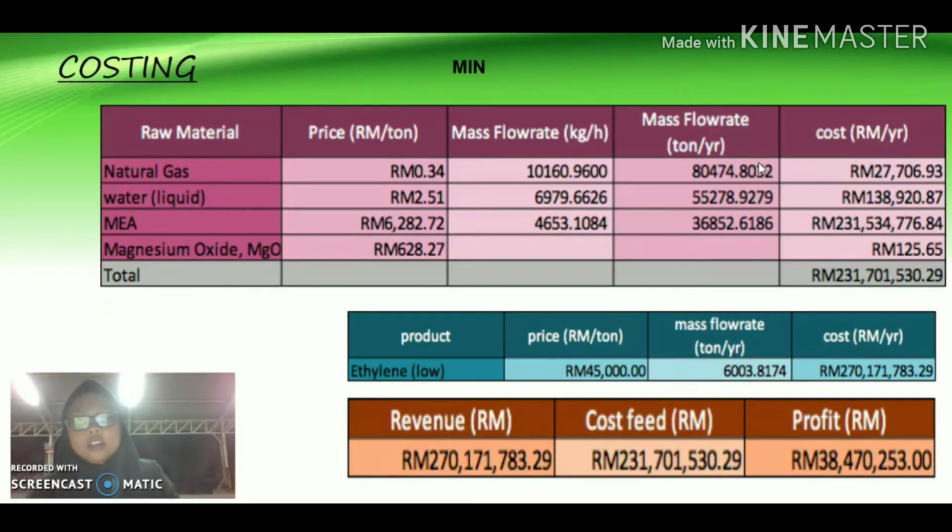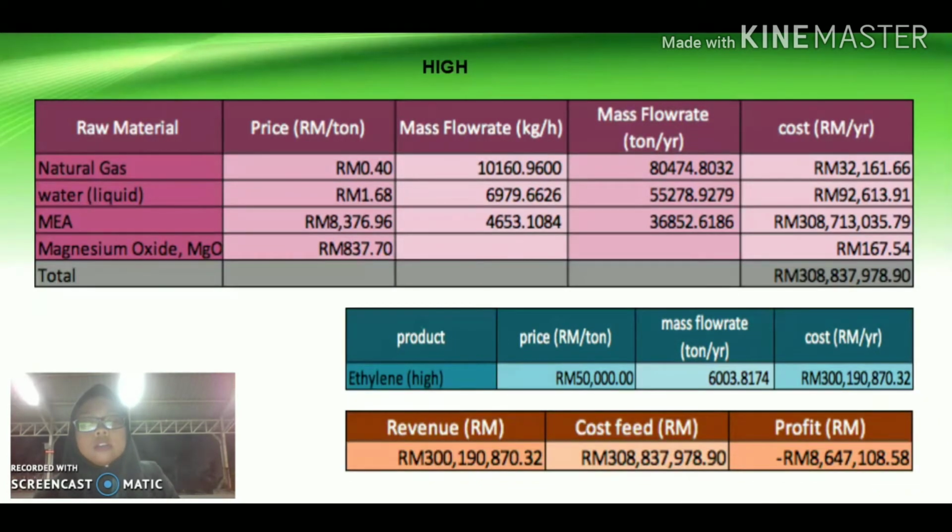Okay, now we proceed to the costing. There are 4 feeds: natural gas, liquid water, MEA and magnesium oxide. The total raw materials cost that we have used is 231 million. The sales of the product total per year is 270 million. So the profit that we get is 38 million. This amount is for the minimum. So we proceed to the maximum. The raw material cost is 308 million, and the sales of the ethylene is 300 million. So we get a loss of 8 million.